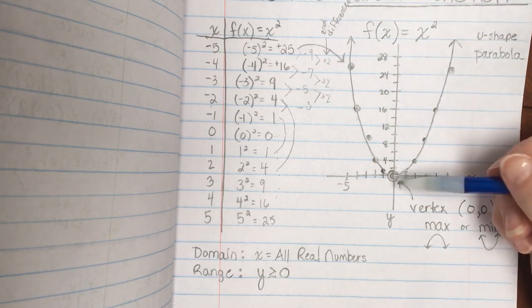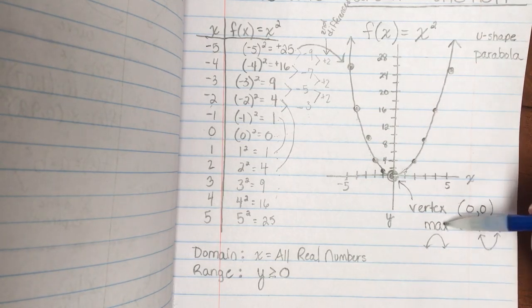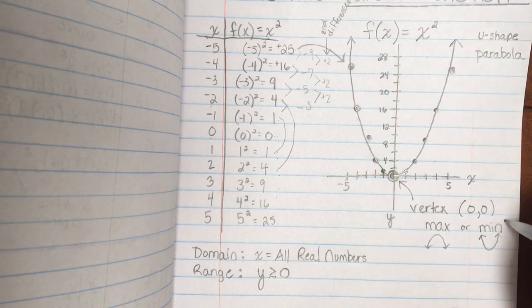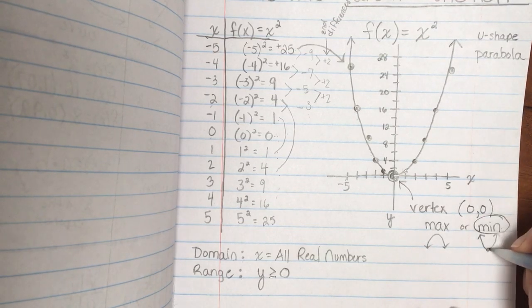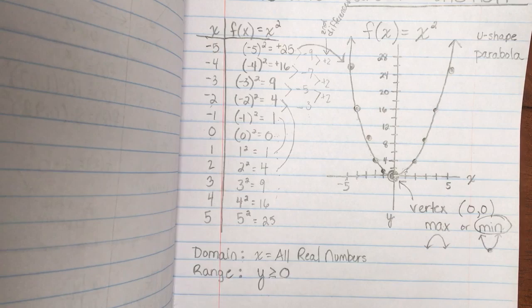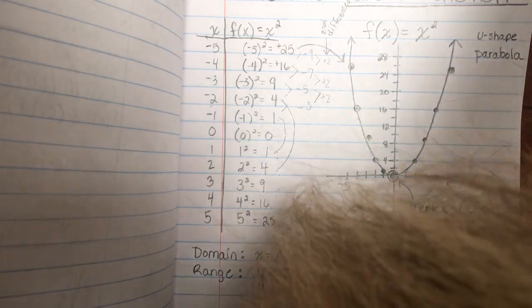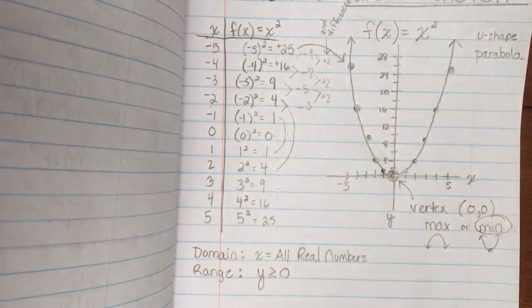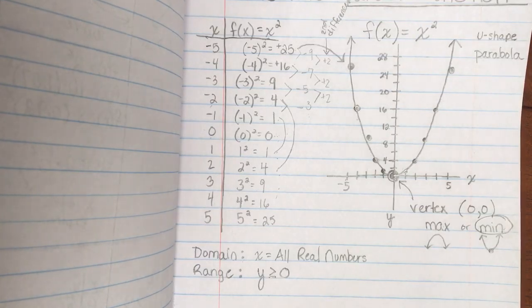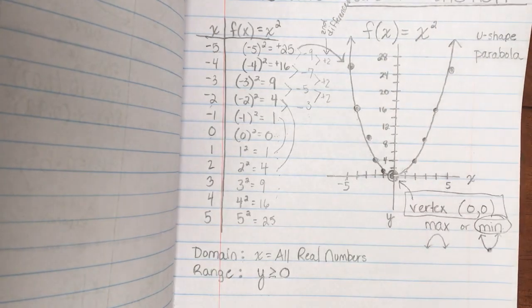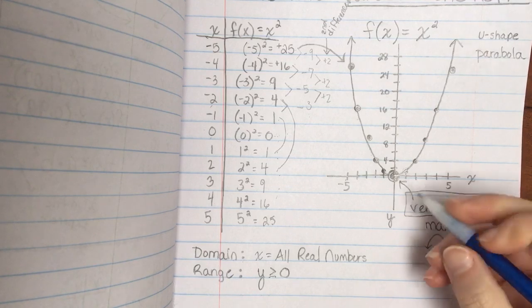For the parent function, what's your vertex? Is it a maximum or a minimum? For this particular problem, it's a minimum because it's your lowest point. So that's an important vocab word. The next one is axis of symmetry.